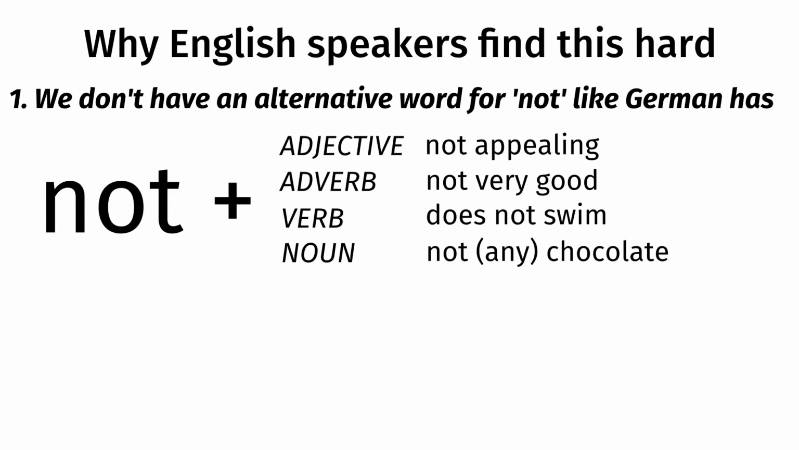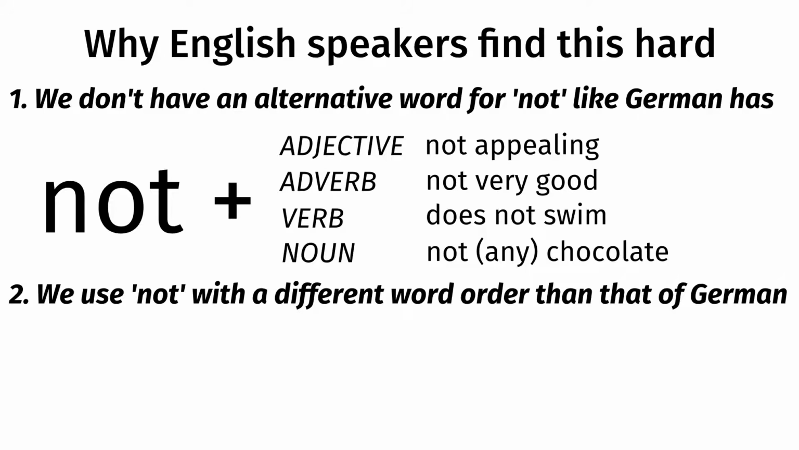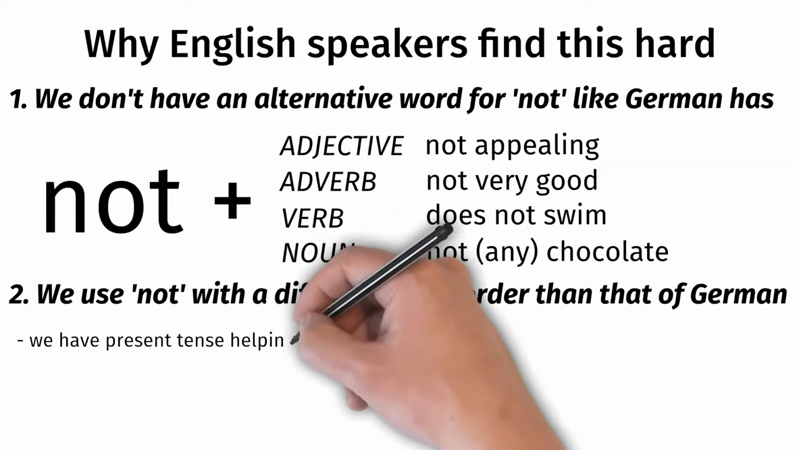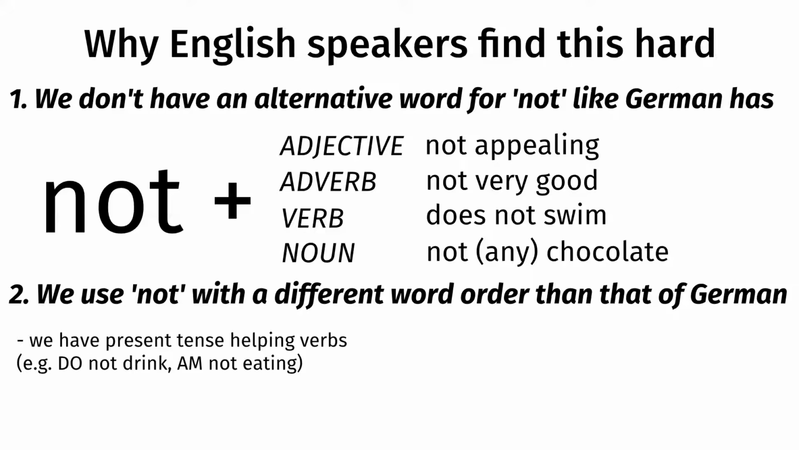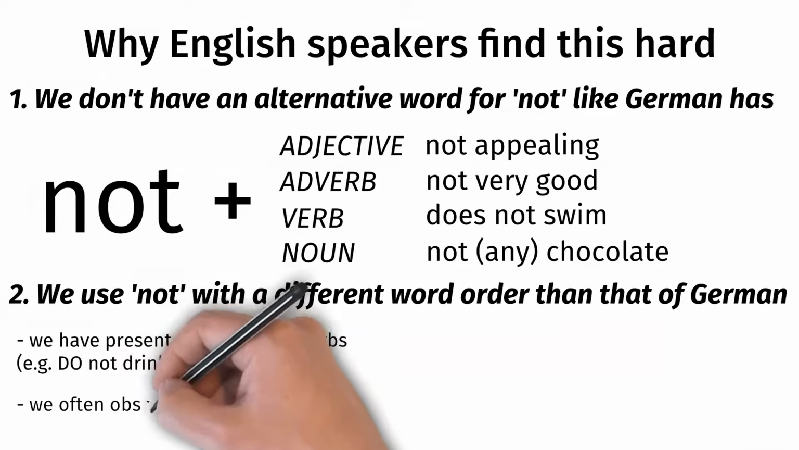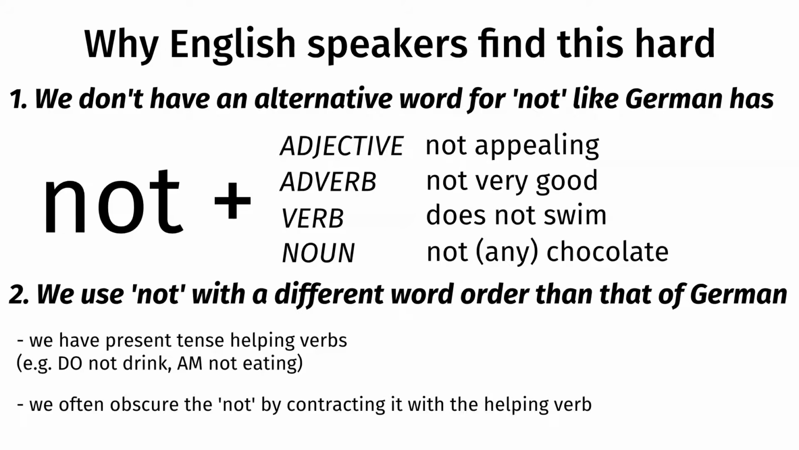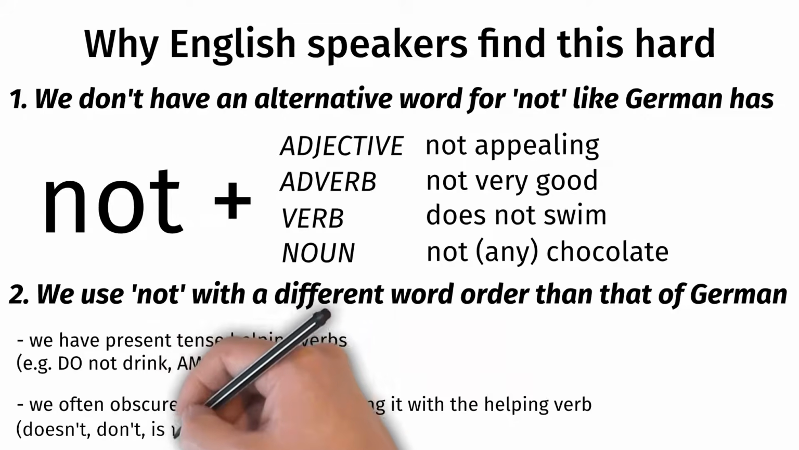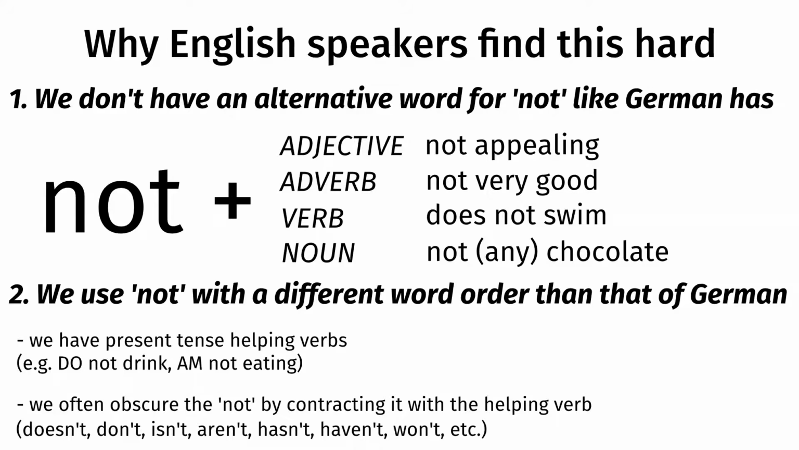However, secondly, we use not with a different word order than that of German. For example, we have present tense helping verbs like do not drink and am not eating. German doesn't have words like do or am in that context, and that affects where the not is going to go. Also, we often obscure the not by contracting it with the helping verb. Look at these examples. Doesn't, don't, isn't, aren't, hasn't, haven't, won't, etc. The not is often there, but we don't realize it, or it's in a different location to where you'd expect it in German.